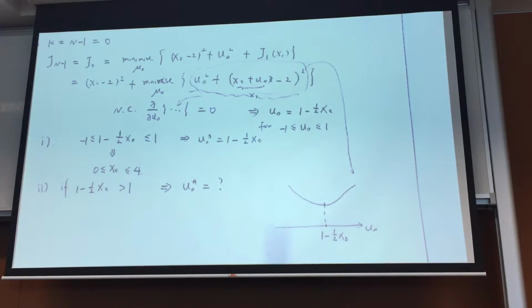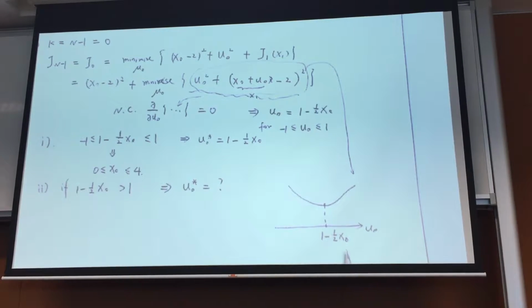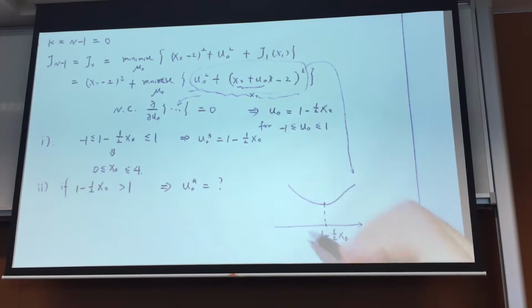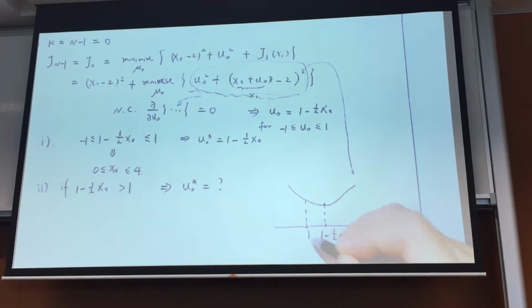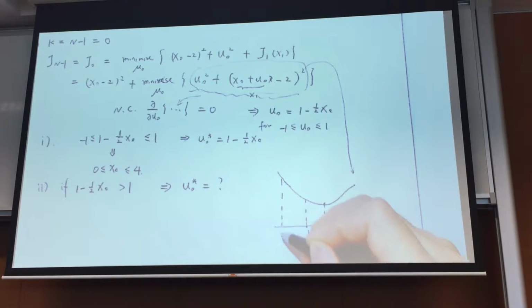So that means, where is 1? In this case, we want to plot 1 and minus 1. So where shall I put the 1 and minus 1? We have the 1 minus half x0, and this point is greater than 1. So for example, we may put the 1 here, since it's greater than 1. And further, we may have the minus 1 here.